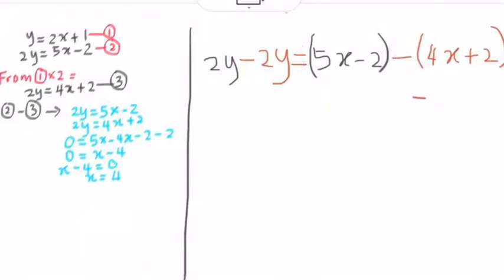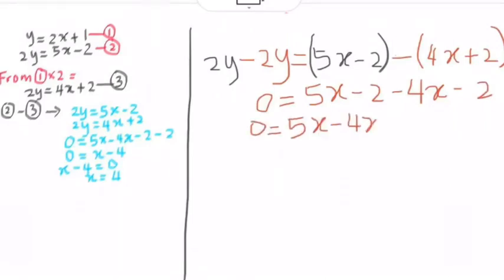Remember to put bracket for the whole equation. Lepas tu you can open the bracket. So 2y minus 2y is 0. Ni 5x minus 2 minus 4x minus 2. Then you group the like terms: 0 equals 5x minus 4x minus 2 minus 2. Then you get x minus 4 equals to 0. So x equals to 4. Okay, is that clear?